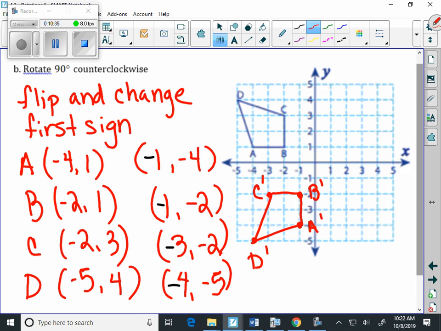And remember, we're not changing the size or the shape of the figure. So usually when you graph it, if it doesn't look like the original, then you know you've done something wrong. But it does look like we have rotated this figure 90 degrees counterclockwise, which by the way is going this way.